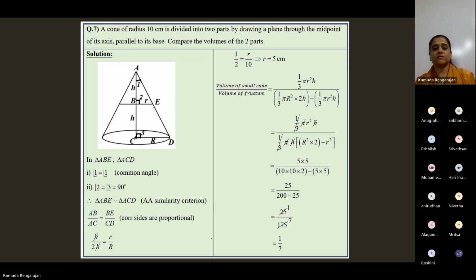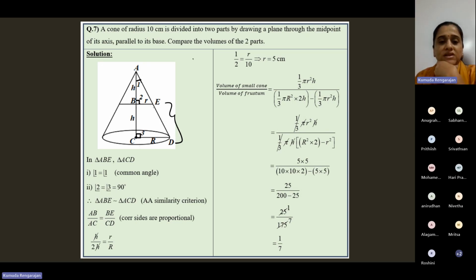Please work the remaining part. This one is called the frustum of a cone. You can just remember that term. Frustum is not there in your syllabus, but this question is not based on a frustum. So such questions you can get.